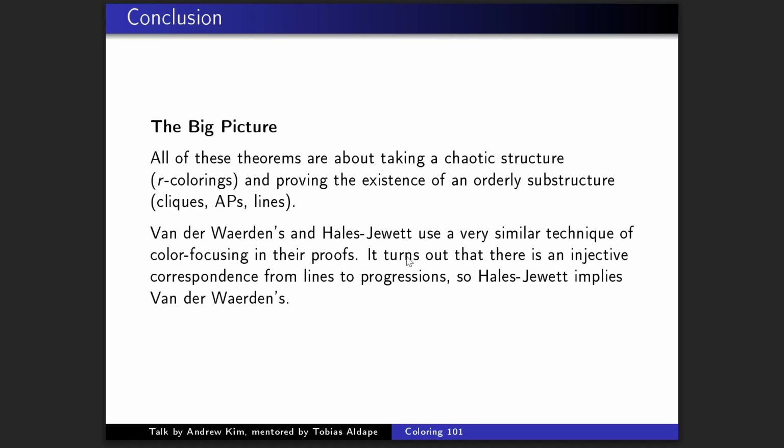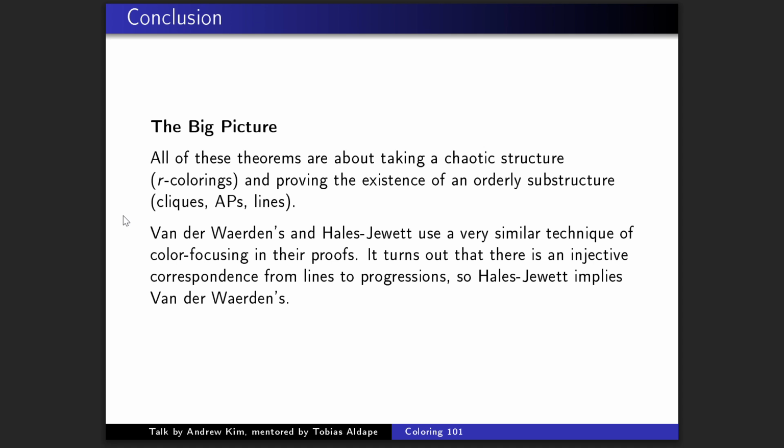The chaotic structure is like the r-colorings, because all of the theorems are independent of a specific coloring. They're saying no matter how you color the structure, there's going to be this orderly substructure. Like van der Waerden, for example: no matter how you color the positive integers, there's going to be a monochromatic progression. So they're all about taking this chaotic structure and finding some nice substructure within it. For van der Waerden, that was the arithmetic progressions. For Hales-Jewett, that was the combinatorial lines, and so on and so forth.